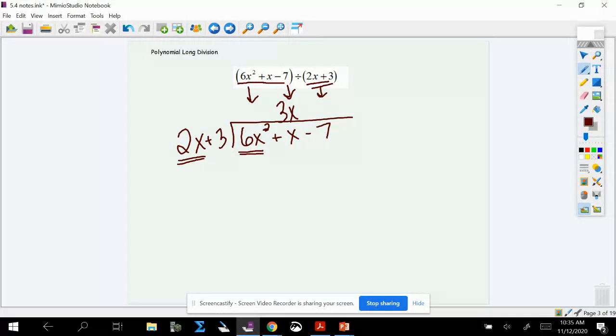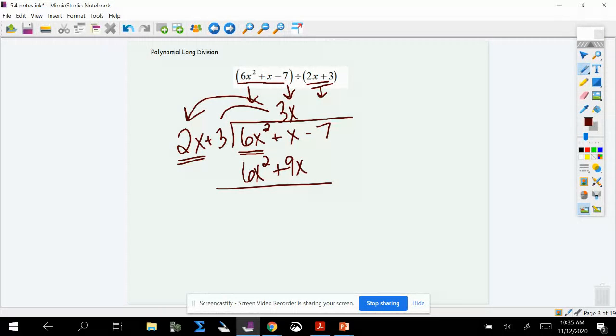Once you get that value, you're going to multiply it by what is out here. So you're going to take 3x times 2x, which is 6x squared. And you're also going to take 3x times 3, which is 9x. So when you multiply, it actually involves distributing.